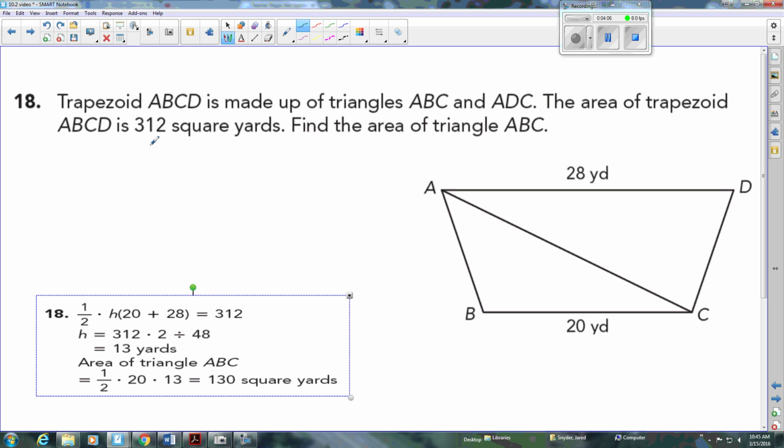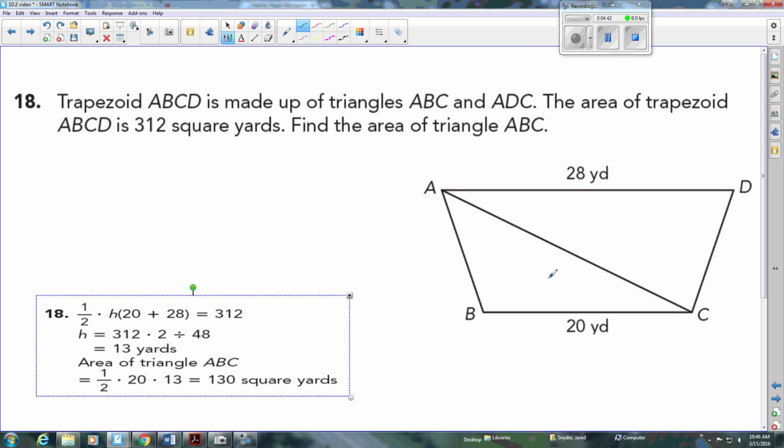Exact same thing here. It says, trapezoid ABCD is made up of a triangle ABC and ADC. The area of the trapezoid ABCD is 312. Find the height and the area of the triangle. Well, basically, they want you to find the height first of all. So you do the same thing we did over here. 1/2 of the height times 20 plus 28 equals 312. You know that you're going to be multiplying by 2, dividing by 48, and you get 13 yards.